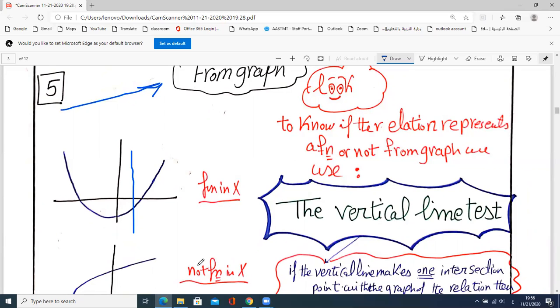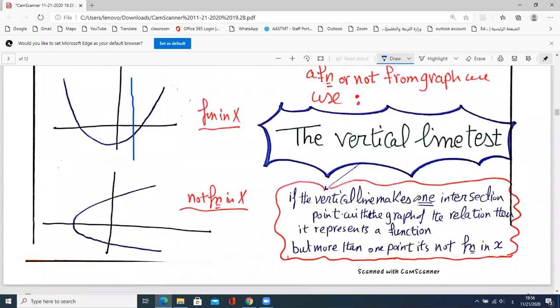يعني عمود. تمام? The vertical line test. We are gonna draw a vertical line. If this line makes one intersection point with the graph, then this relation is a function. Okay. If this vertical line makes more than one intersection point, then this relation is not a function.